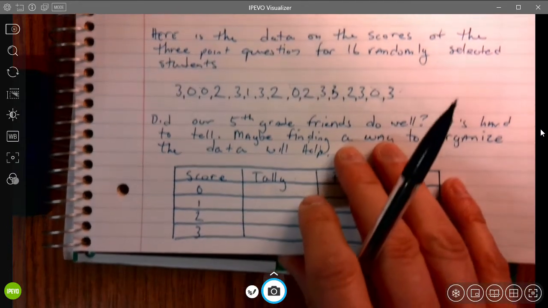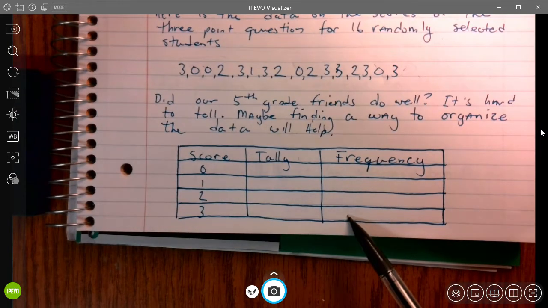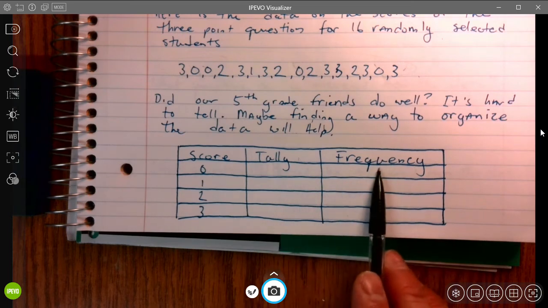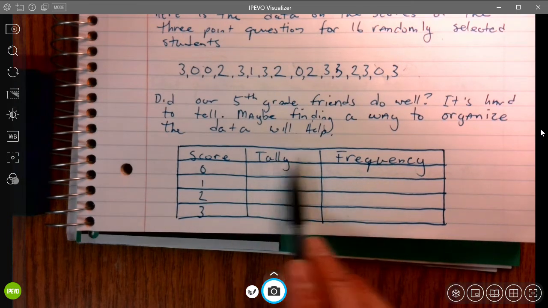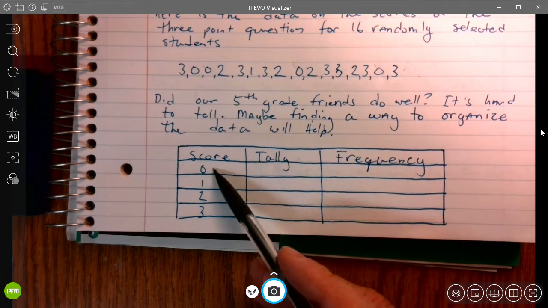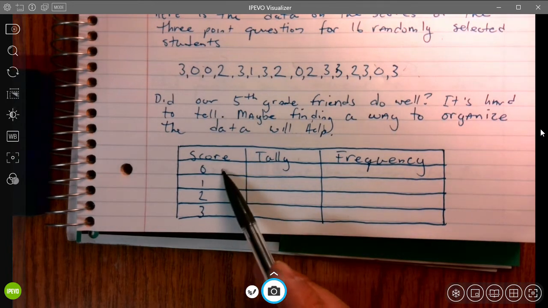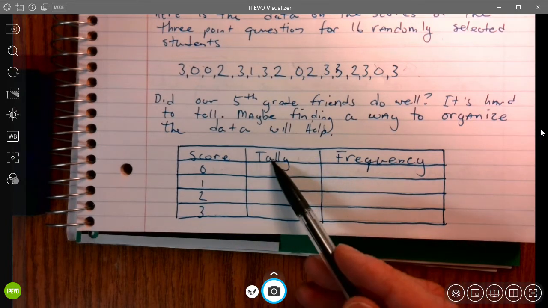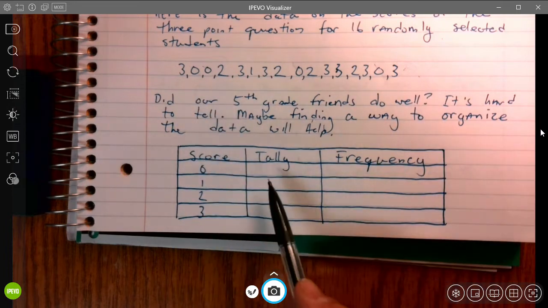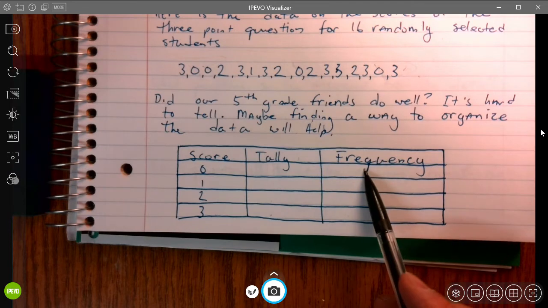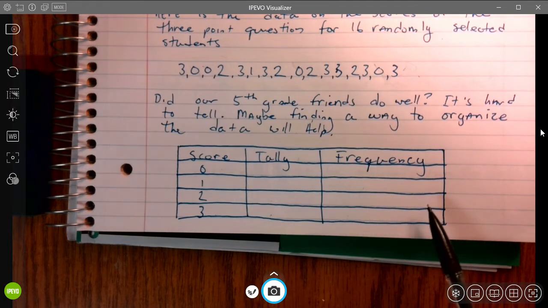What we have down here is a way of organizing data called a frequency table. This frequency table is made up of 3 columns: score, tally, and frequency. Okay? Our scores are between 0 and 3: 0, 1, 2, and 3. The tally is going to be a tally of these scores. How many students got each of these scores? And finally, the frequency is going to describe that tally with a number. Let's go ahead and take a look at what I mean.